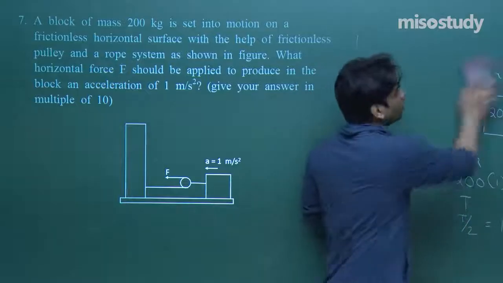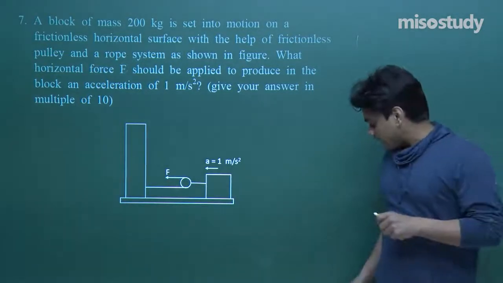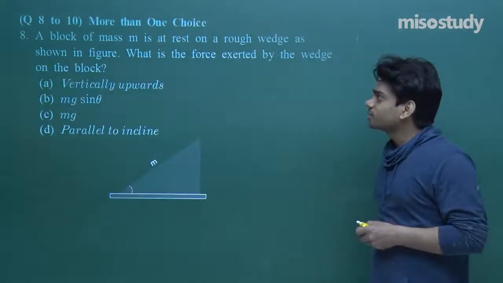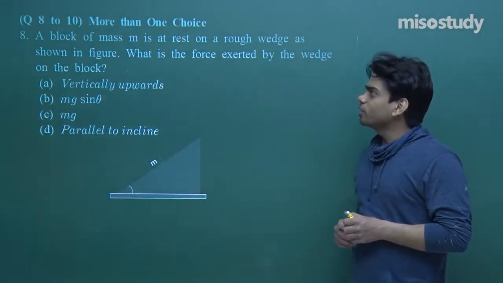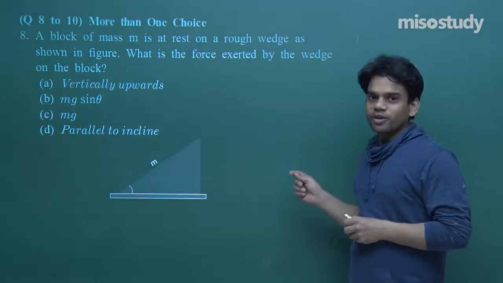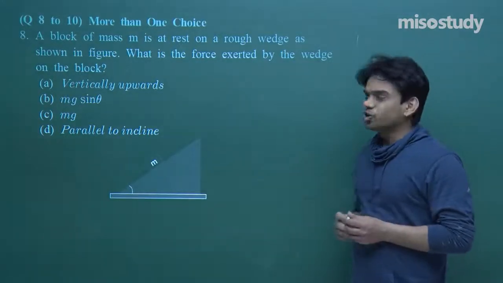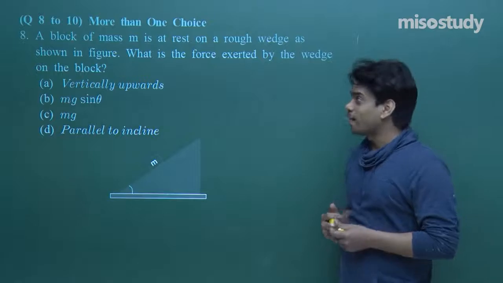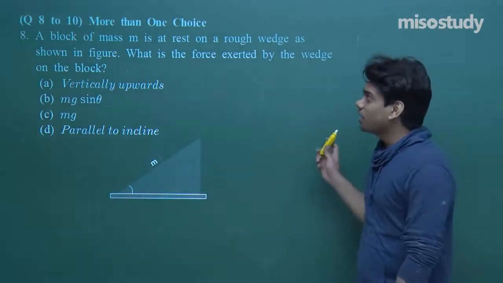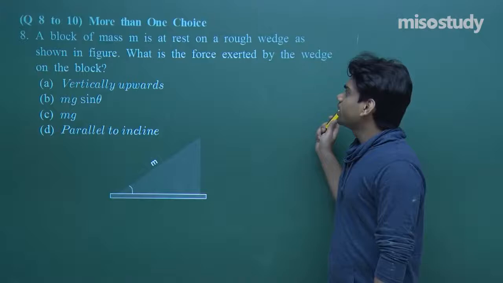Let me clear the board for you all. The next question we have, question number 8. More than one choice. A block of mass small m is at rest on a rough wedge as shown in figure. What is the force exerted by the wedge on the block? Prior to that, I want to read it once again. A block of mass small m is at rest on a rough wedge as shown in figure. What is the force exerted by the wedge on the block?